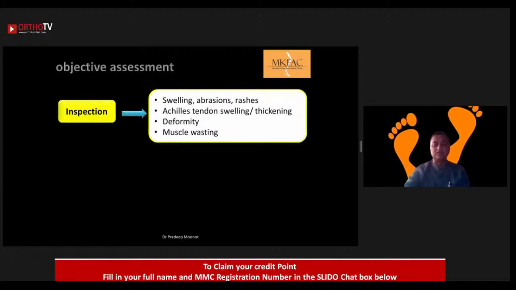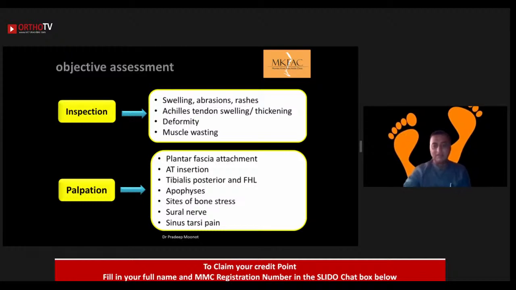Looking at an objective assessment of the patient, always on inspection, look from the front, look from behind. Look for any swelling, abrasions or rashes, look at any swelling around the Achilles tendon, either at the insertion or proximal to it, any fullness around the tendon as well. Look at the deformity, if he has pes cavus or flat foot, and muscle wasting. Palpation, we'll go through it in detail in slightly later slides as well.